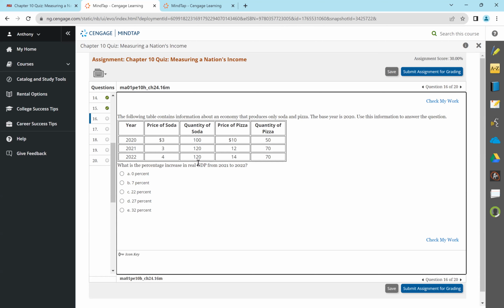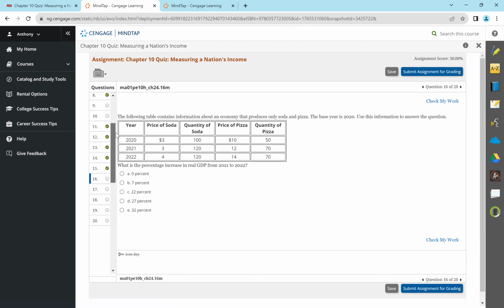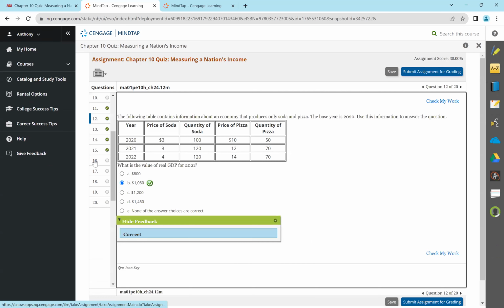Real GDP. Okay, percentage increase in real GDP from 2021 to 2022. Truthfully, I don't remember this stuff, so I have to go back and look at which one is real GDP. Real GDP for 2021 is taking the prices from 2020, but the quantities from that year. It's weird: you use the base year's prices, but the current year quantities.